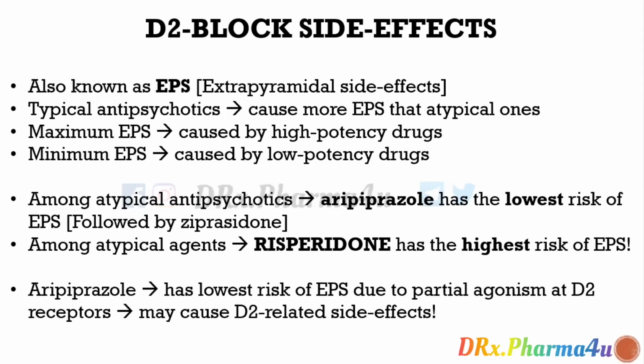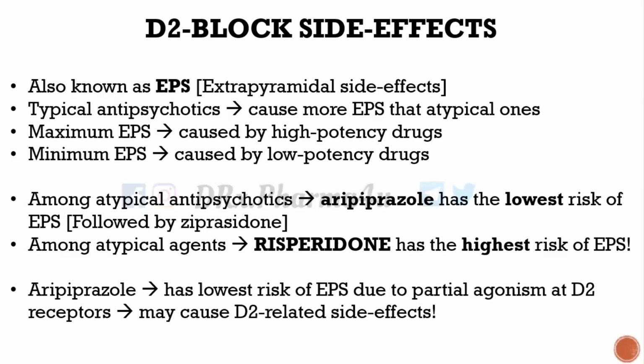If the dose of risperidone exceeds 6 milligram per day, there is a risk of extrapyramidal symptoms. And that is why the dose should always be below 6 milligram per day for maximum beneficial effects and minimum risk of side effects.